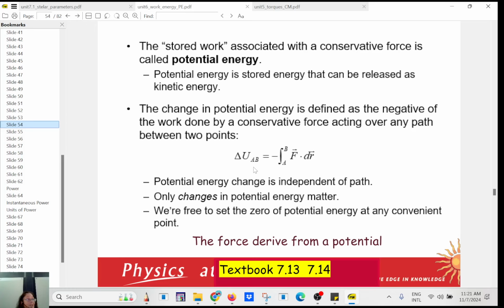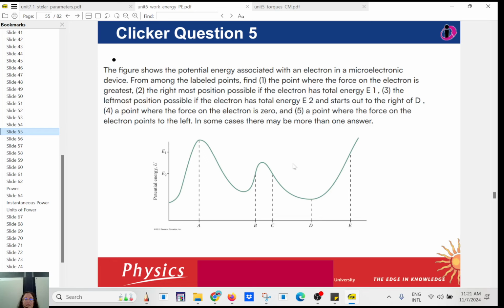The restoring force is derived from the potential energy. So if you have a derivative in one direction, what will be the opposite? Integral, very good. If you have a restoring force derived from potential energy, then to get the potential energy you need to take the integral. Okay? That's how it works.